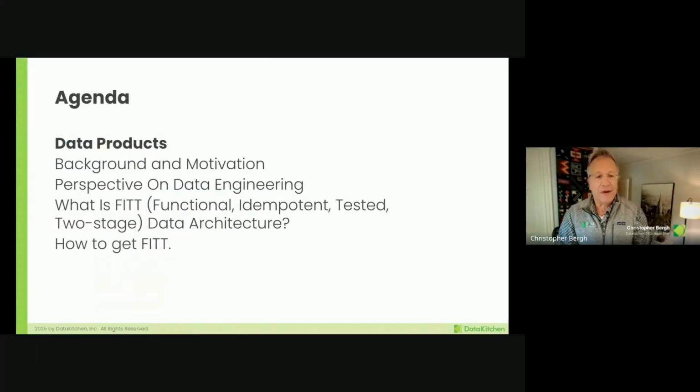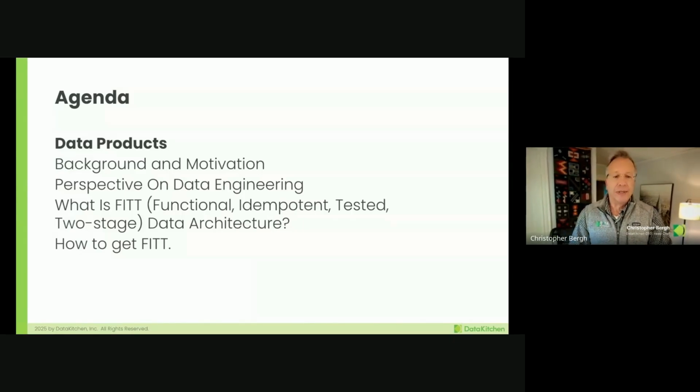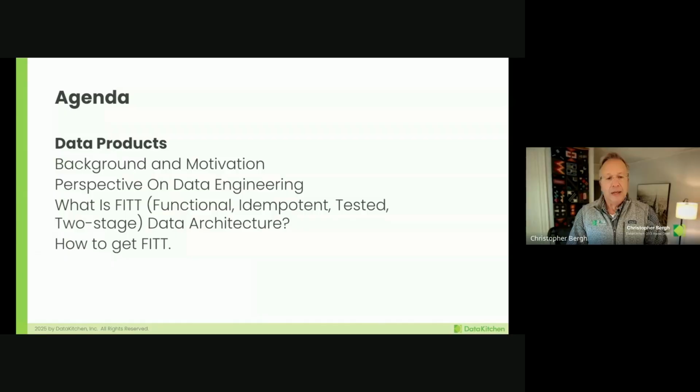So we've got a 5-part agenda. We're going to talk a little bit about data products and a little bit about DataKitchen, our background and motivation on this topic, and some perspectives on data engineering. Then we're going to talk about this data architecture pattern that we've used for over a decade. So I guess it's not new. It's called functional, idempotent, tested, and two-stage. And then we'll talk about some patterns on how to get fit.